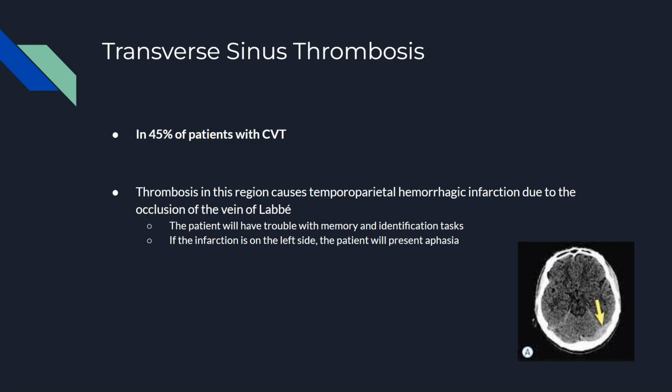The transverse sinus will be affected in about 45% of patients. Thrombosis in the sinus typically causes temporal parietal hemorrhagic infarction due to the occlusion of the vein of Labbé. If the occlusion in the sinus is local to the left side, it will present aphasia as well.